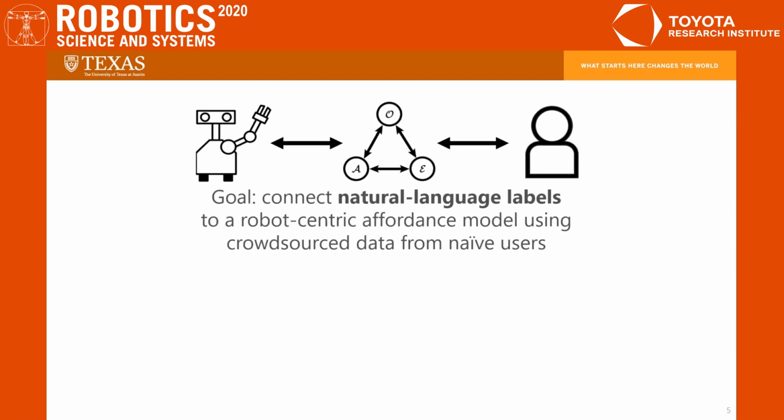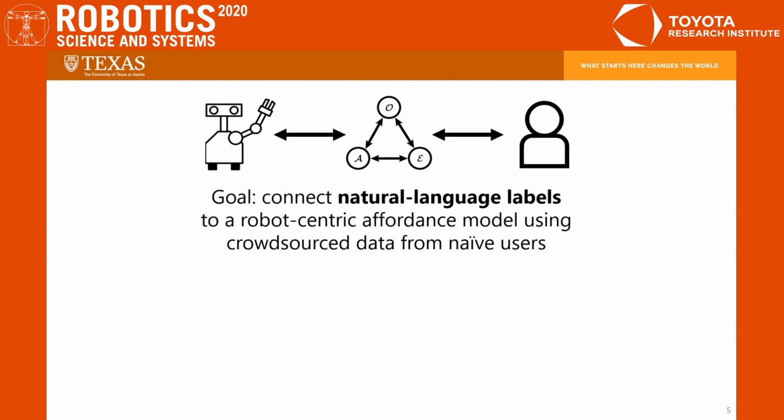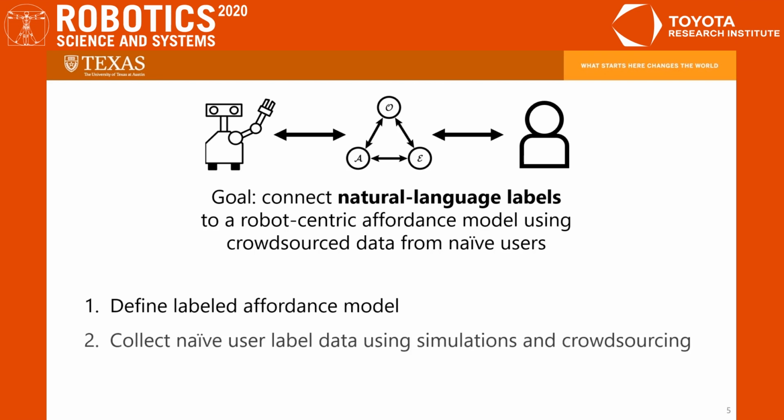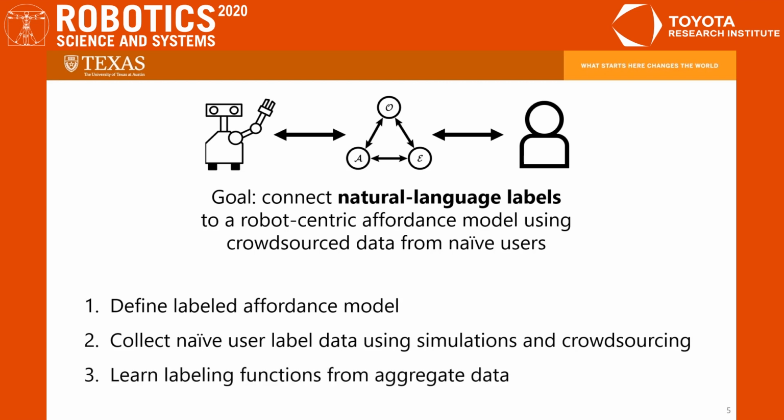In this work, we connect natural language labels to a robot-centric affordance model using crowdsourced data from naive users. We do this via the following three contributions. First, we define a new labeled affordance model formulation. Second, we collect label data about this model using both simulations and crowdsourcing. And third, we use that data to learn labeling functions, showing that label meaning and relationships can be learned from the aggregate data.